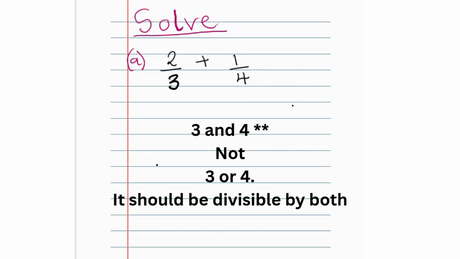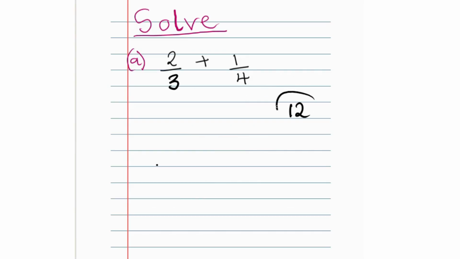A common denominator is a number that can be divided by 3 or 4 without leaving a remainder, and that number in our case is 12, right? So we need to make sure that our denominator here on this side becomes 12, and also on this side as well becomes 12. So let's say for 2 over 3, right? How can we make 3 12? We can make 3 12 by multiplying it by 4, right?